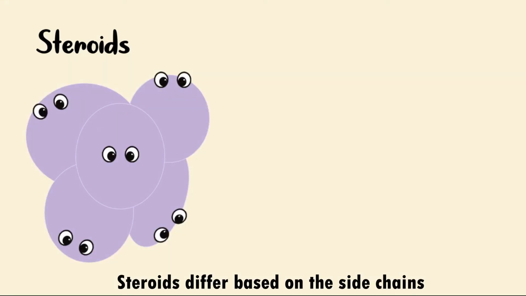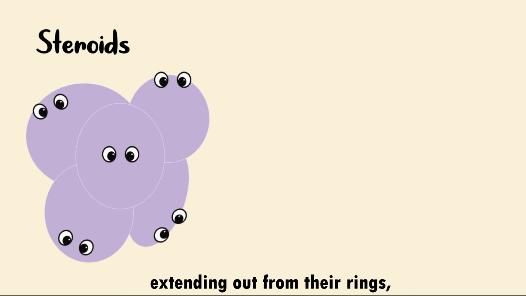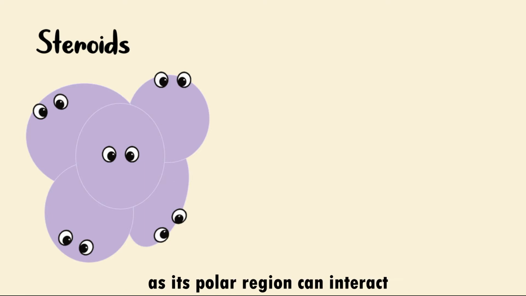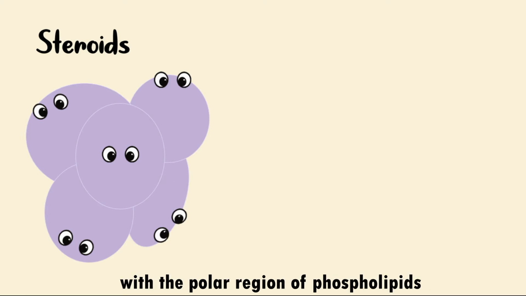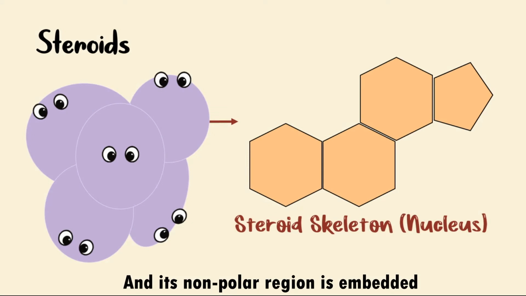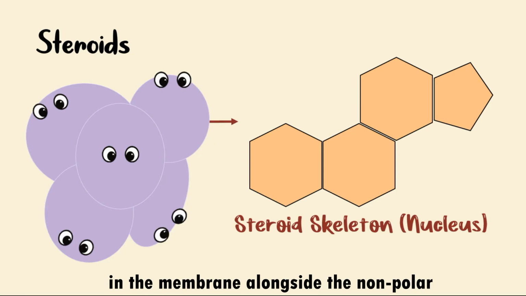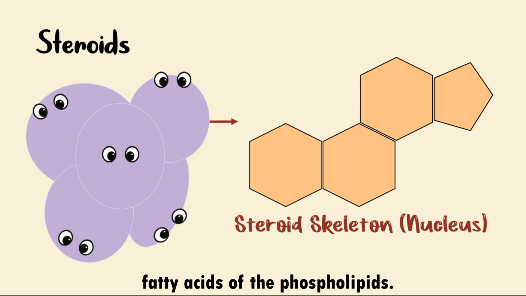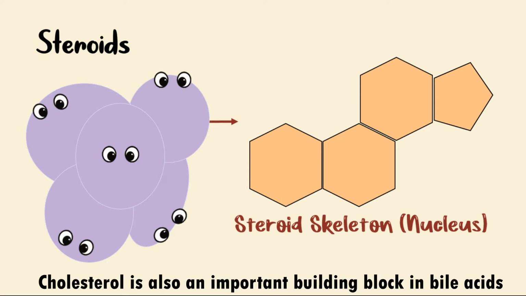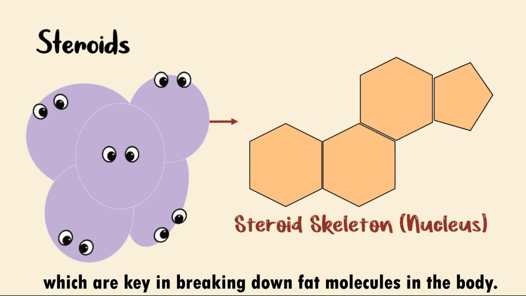Steroids differ based on the side chains extending out from their rings. Cholesterol is a key part of cell membranes as its polar region can interact with the polar region of phospholipids, and its nonpolar region is embedded in the membrane alongside the nonpolar fatty acids of the phospholipids. Cholesterol is also an important building block in bile acids, which are key in breaking down fat molecules in the body.